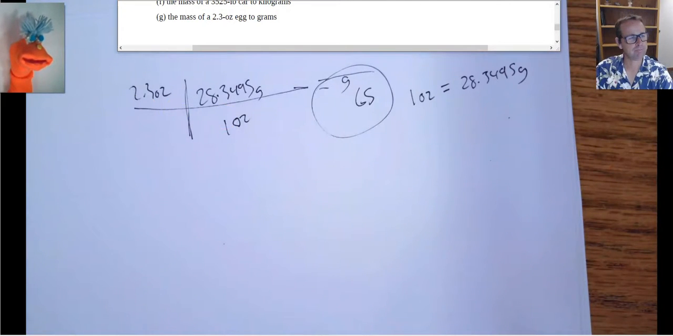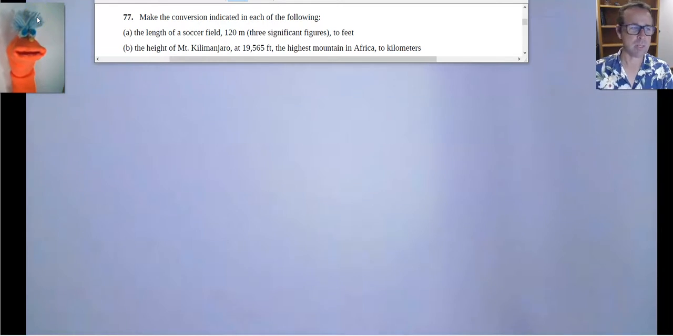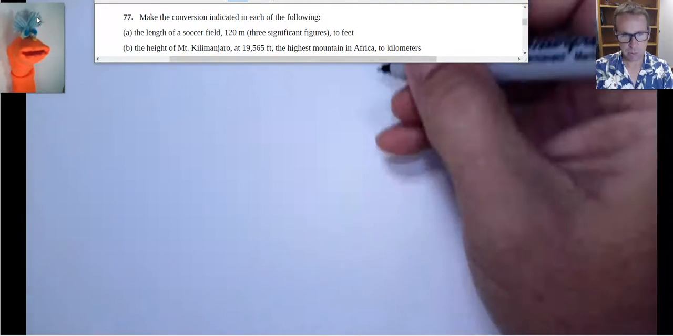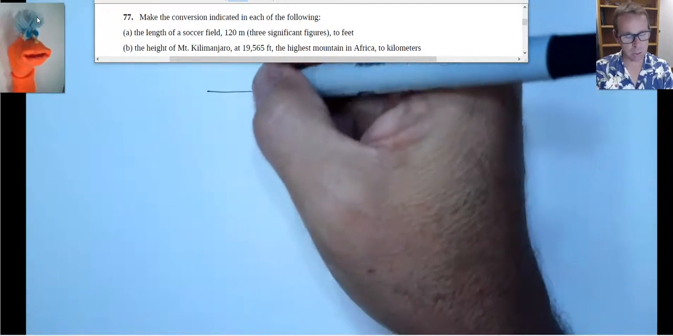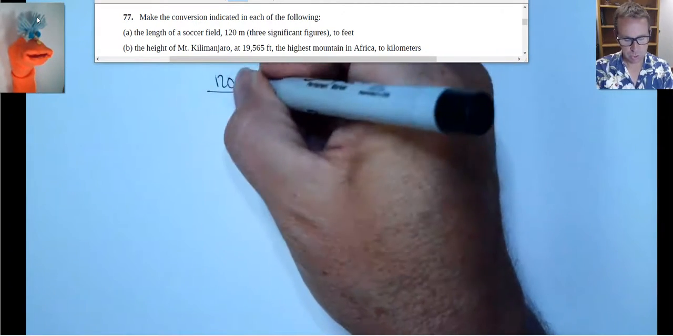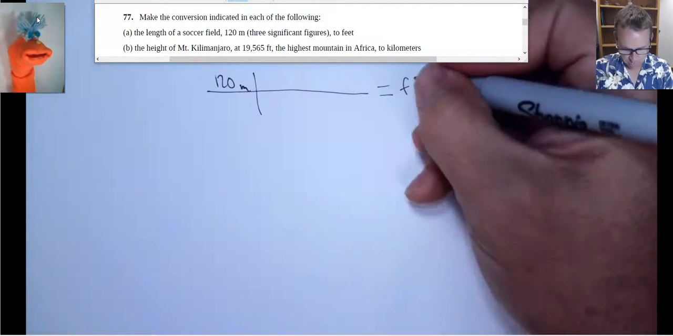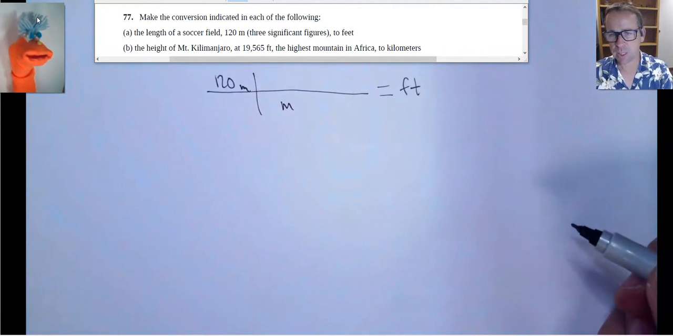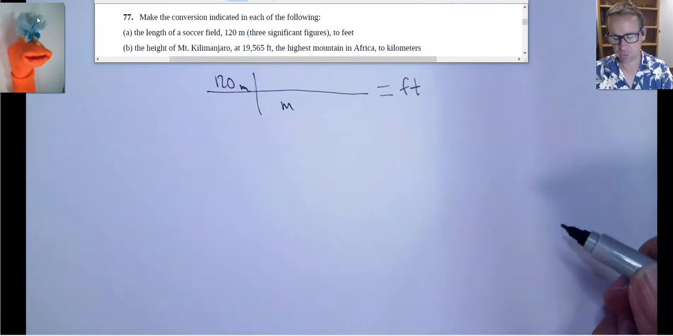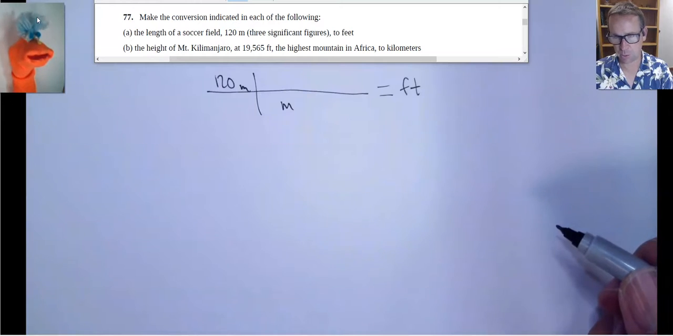Good job. P7, we want to go from where? Where's our conversion? Meters to feet. So where does my feet go? After the equal sign. Start with meters. How many? 120. 120 meters. And I want to go to feet. So meters goes where? On the bottom. Do you know how many meters there are in a feet? I don't know. I know meters to centimeters.